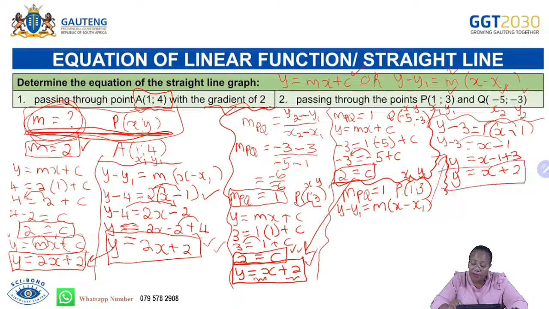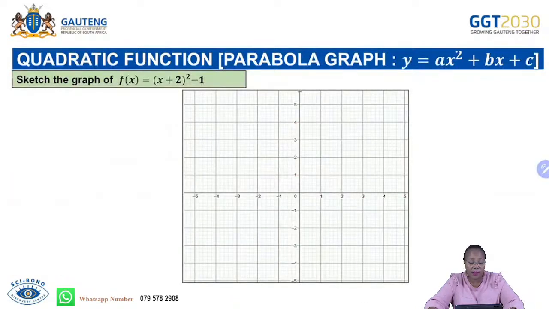Can you see we are having the same equations throughout? So it's up to you, grade 12, which way you want to choose or which way is the easiest way for you. Now let's move on to the second prescribed function, which is a quadratic function or your parabola graph.